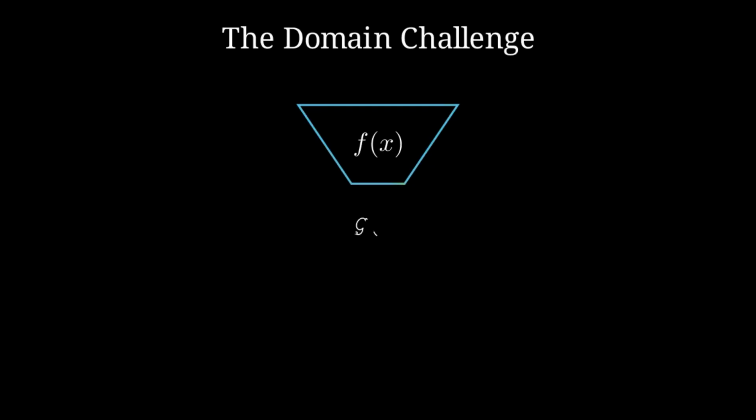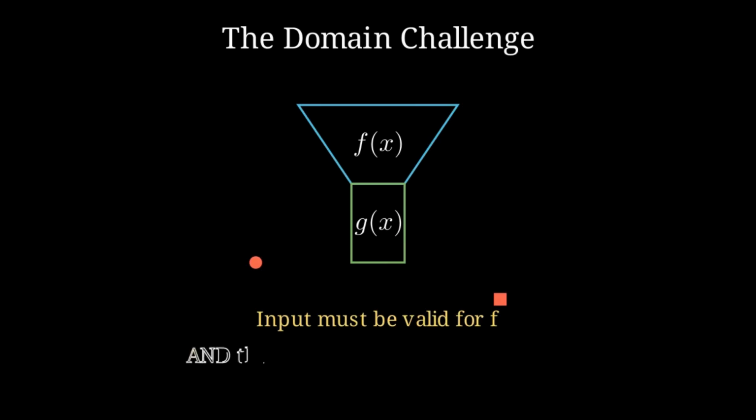Not every input is allowed. For a composite function to work, the value x must be in the domain of the inner function, and the resulting value, f of x, must be in the domain of the outer function.